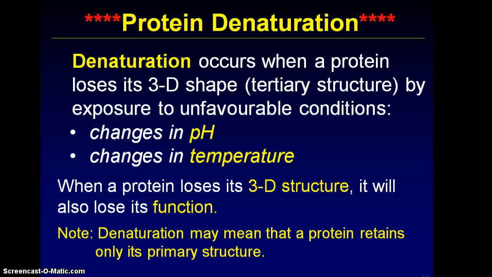If the enzyme or any other protein gets denatured, it will lose its tertiary 3D structure, but it may still retain its primary structure. The amino acids will still be bonded and linked together, but the whole chain will not be folding in onto itself, creating that 3D structure.